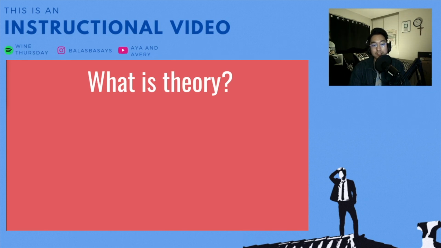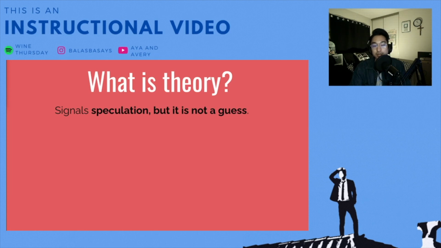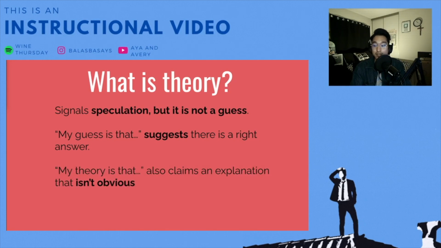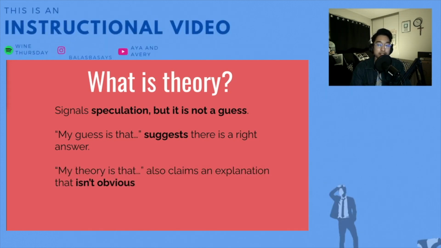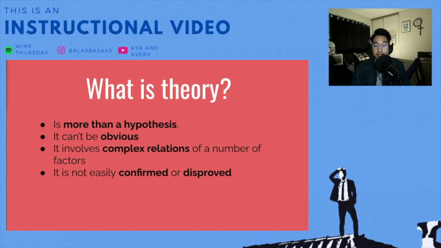It's something that is complex and used to affirm or disapprove. It signals speculation, but it's not necessarily a guess. Saying "my guess is" suggests that there is a right answer, while saying "my theory is" also claims an explanation that isn't obvious. Theory is more than a hypothesis. It can't be obvious, it involves complex relations, and it's not easily confirmed or disproved.